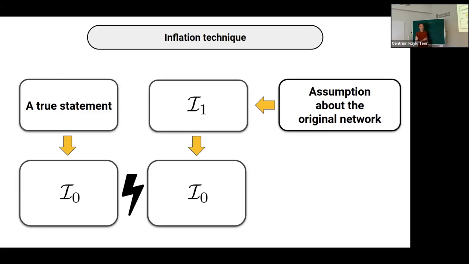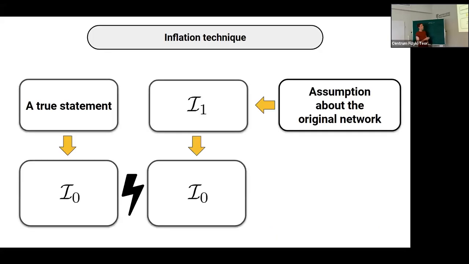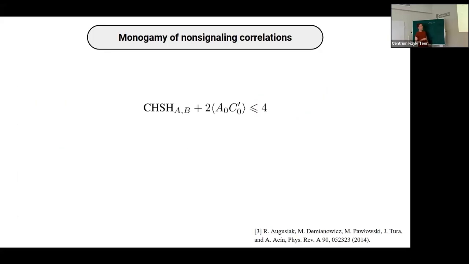Basically, this is a proof method, but I will not go into details because to show you how it works, I would have to have an additional 45 minutes. The thing that we use here for the true statement is the monogamy of non-signaling correlations. So basically, if you have spatially separated parties A, B, and C, then this whole expression is bounded by 4.